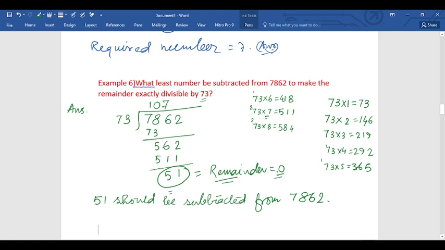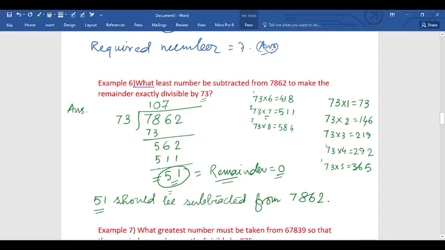Okay. So there are so many twisted words in the sum, so be very careful. What least number be subtracted from 7862 to make the remainder exactly divisible by 73? So this 51, if there were no 51, then that number is exactly divisible by 73. Okay, so the answer is 51. I hope you understood this.